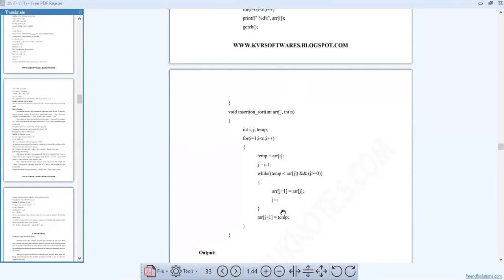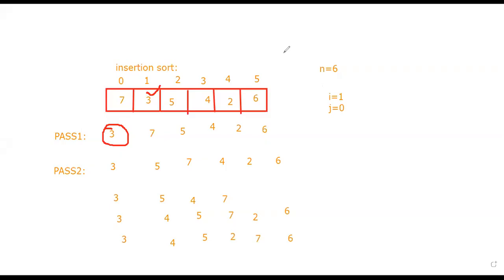So in the previous example, remember this condition, keep in your mind: temp less than array of I. Remember that thing. Here, while temp less than array of I, so now we need to check the condition. So what is the array of I value here? Array temp value here.